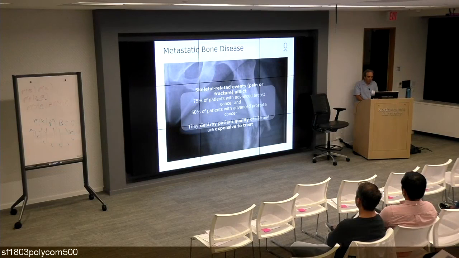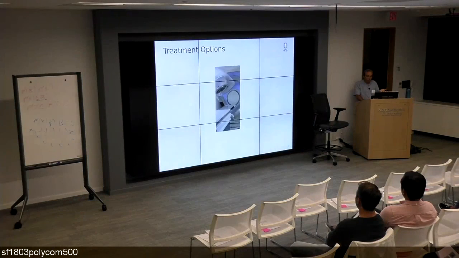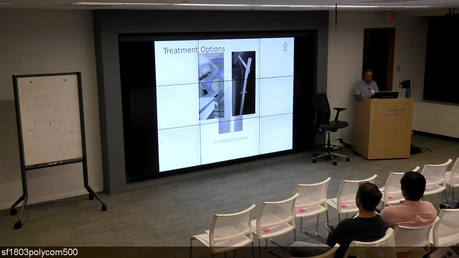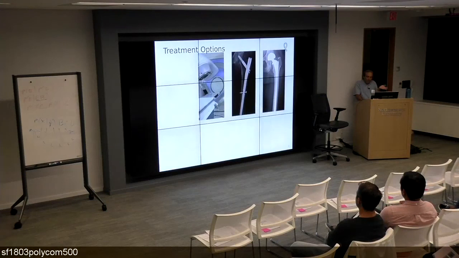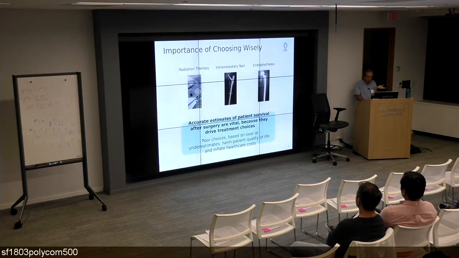Basically, you could do nothing. You could put an intramedullary nail, or you could do a whole endoprosthesis, which replaces most of the inside of the bone for the structure. They have different costs, they have different prices, and we don't need to go through the details of this particular example. I just want to go to their network.